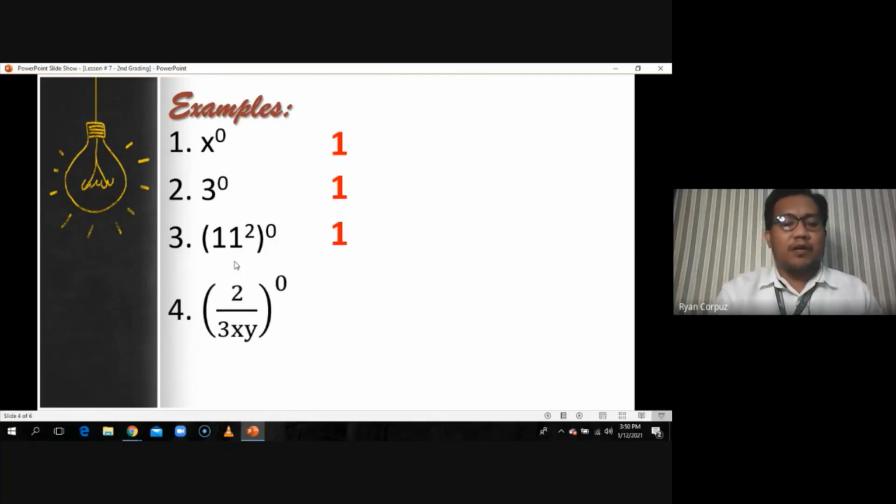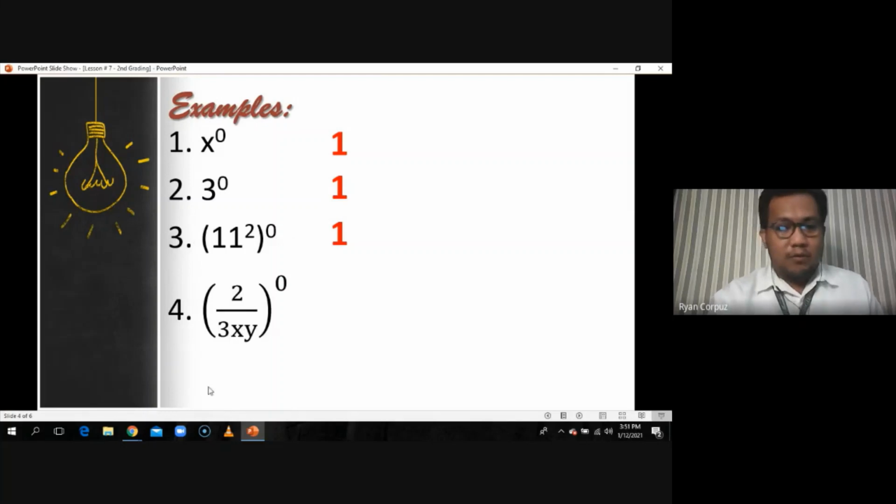Sample number 4. The given is 2 over 3xy, quantity raised to 0. So we do have a rational term written in fraction, and that term was raised to an exponent 0. Even if we apply the power of a quotient rule, all the terms, both numerator and denominator, will end up with an exponent equal to 0.